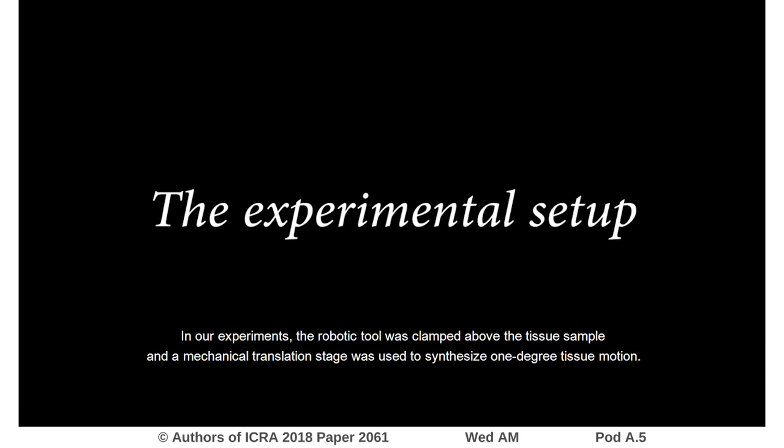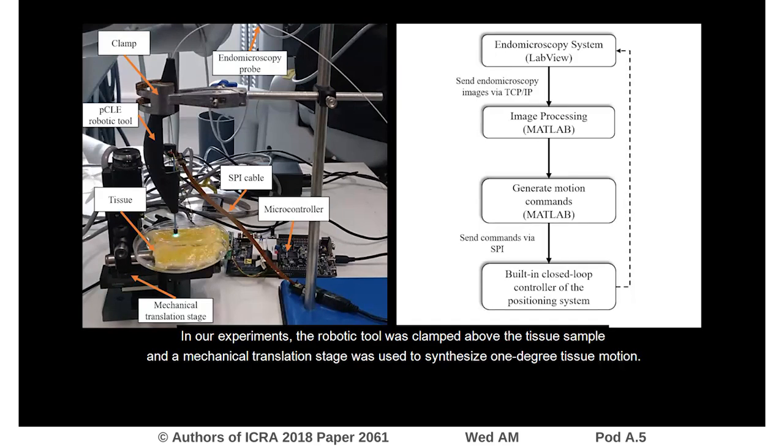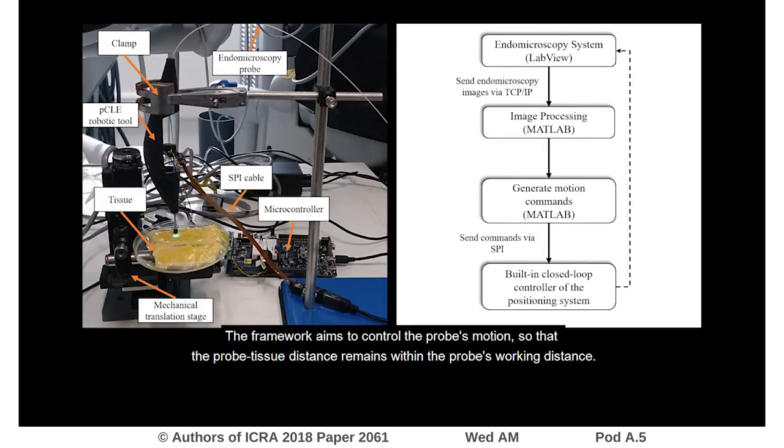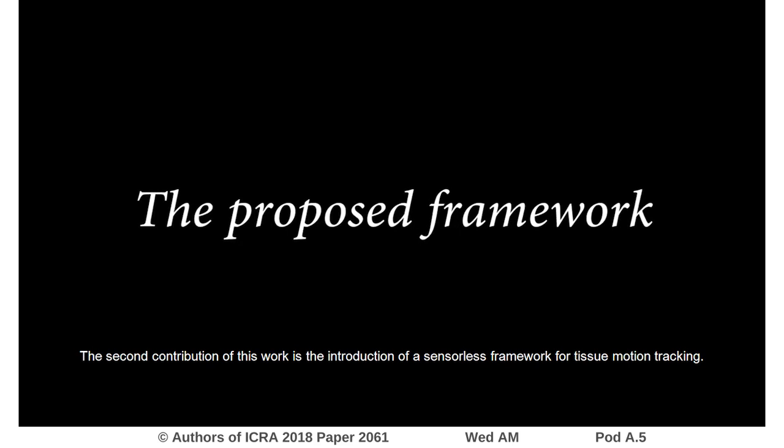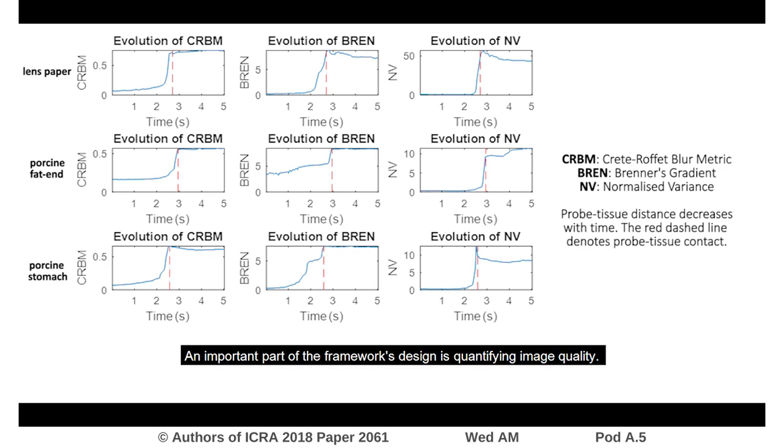In our experiments, the robotic tool was clamped above the tissue sample, and a mechanical translation stage was used to synthesize 1-degree tissue motion. The framework aims to control the probe's motion, so that the probe-tissue distance remains within the probe's working distance. The second contribution of this work is the introduction of a sensorless framework for tissue motion tracking. An important part of the framework's design is quantifying image quality.